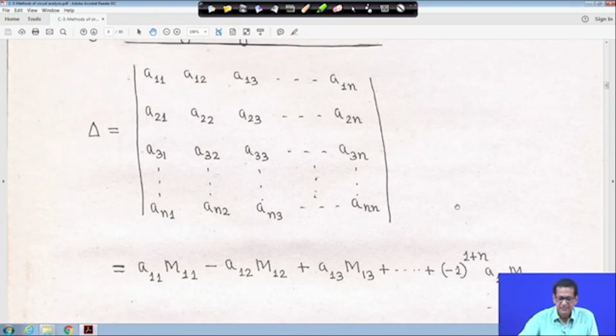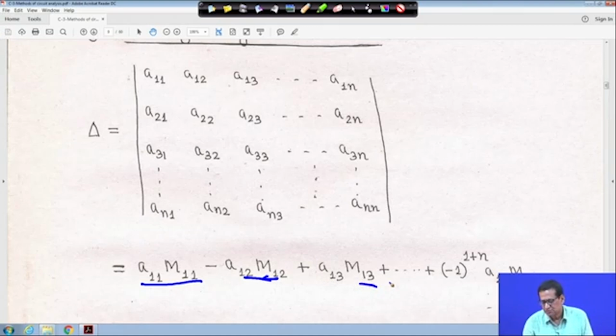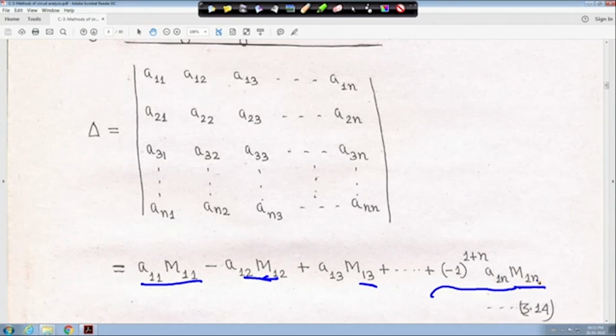Look at this one. Our objective is to find M11, M12, M13, and the last one, M1n. Particularly look at the last term: minus 1 to the power 1 plus n into A1n into M1n. If you know the determinants M11, M12, M13 up to M1n, then it can be easily solved. So, how to get it? Let me clear it.